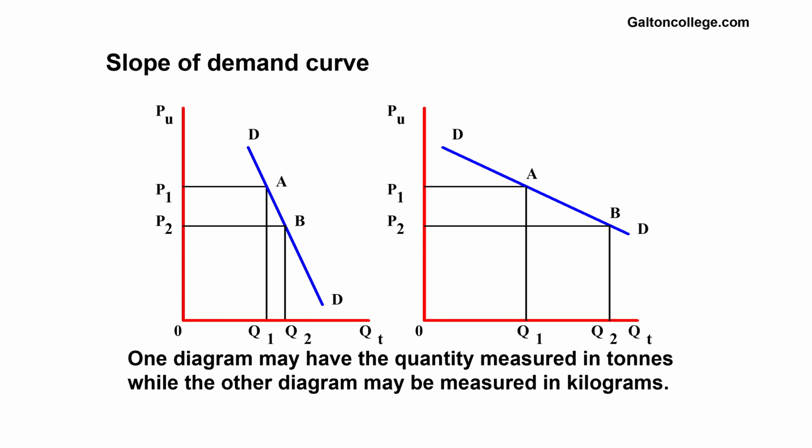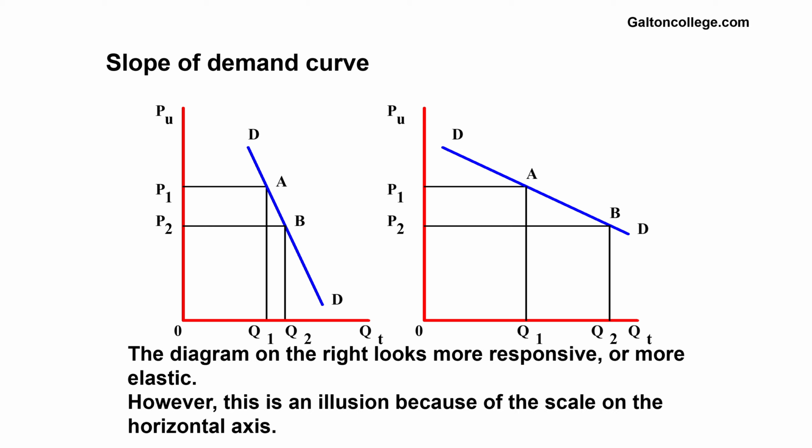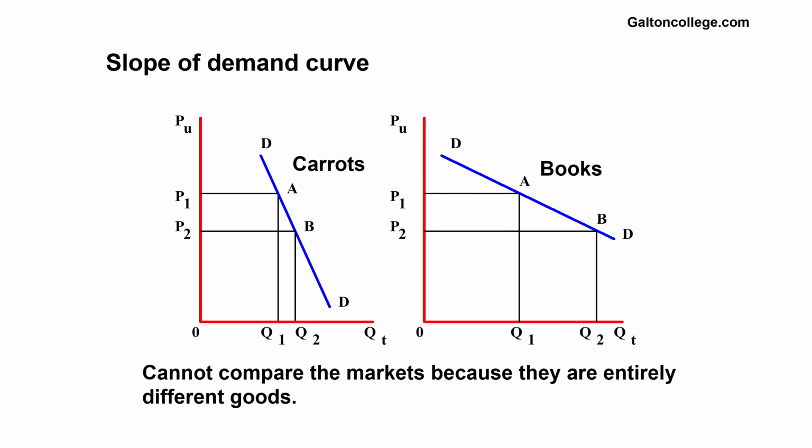So one may have, for example, the axis, as I say here, measured in tons, and the other one may be measured in kilograms. It's the same item, just different ways of measuring it. So we get two what looks like different demand curves, but we can't go on and say that the one on the right is more elastic than the one on the left, more responsive to price changes than the one on the left, which seems to be less responsive to price changes. The illusion is caused by the horizontal axis, by the scale on the horizontal axis.